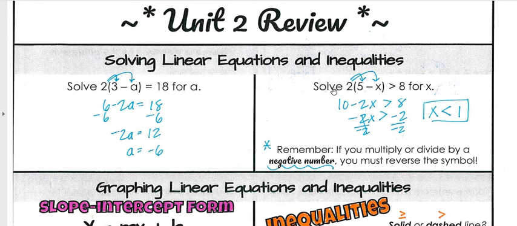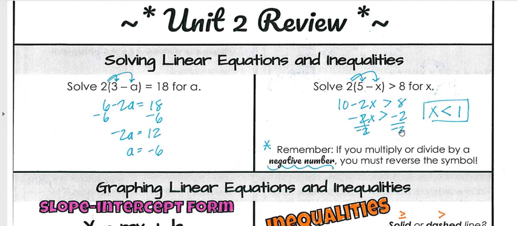Okay, we apply the same principles when we're solving inequalities. So you solve the same way. Here I have a 2 outside of parentheses. I'm going to distribute again. So 10 minus 2x is greater than 8. Then we're going to solve for x. So I'm going to start by subtracting this 10 and moving it to the other side. So 8 minus 10, that's where this negative 2 is coming from. And then we want to get x by itself, so I divide both sides by negative 2.